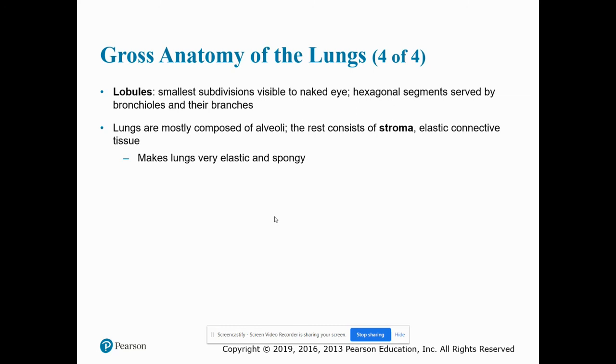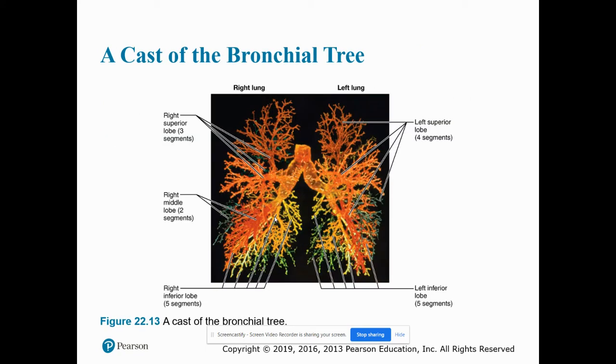Now, lungs are mostly composed of alveoli. The rest consist of stroma, which is elastic connective tissue, and that's going to make the lungs very elastic and spongy. This is a cast of a bronchial tree. This is just showing how the branches just get smaller and smaller, and eventually the cross-sectional area increases.